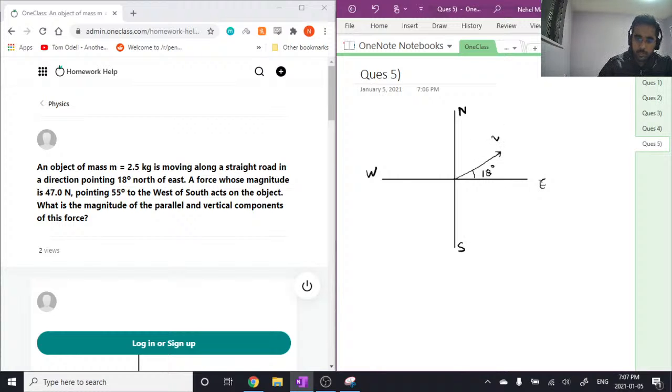A force whose magnitude is 47 newtons pointing 55 degrees to the west of south. So again, you are traveling west, but you pull yourself 55 degrees, or you're traveling south, you pull yourself 55 degrees west. So that would look something along the lines of, I don't want to draw it exactly on the same angle, so let's say something like this.